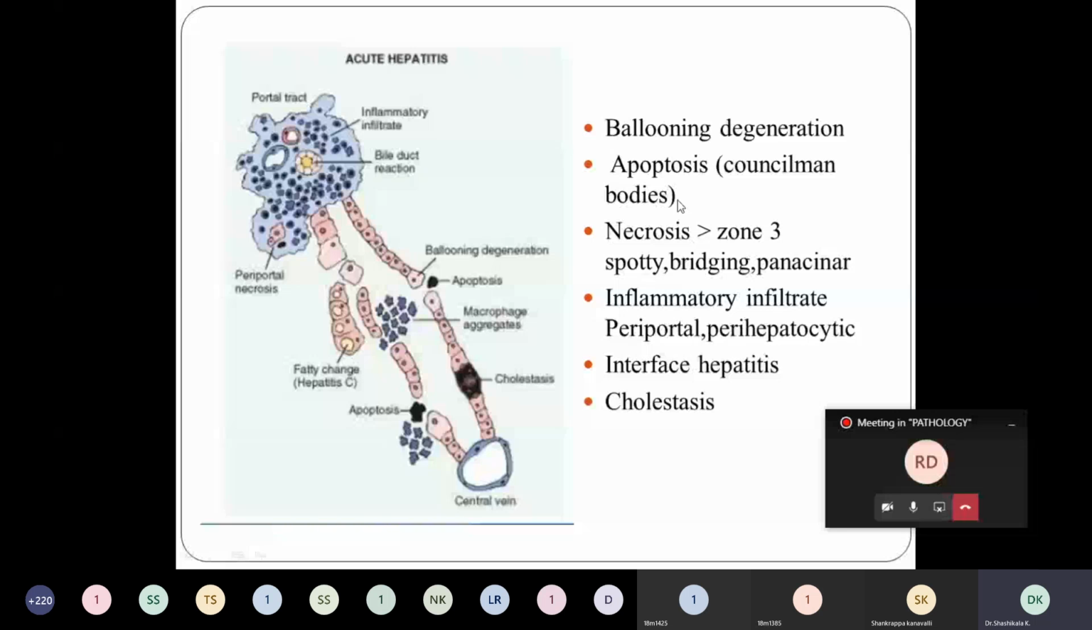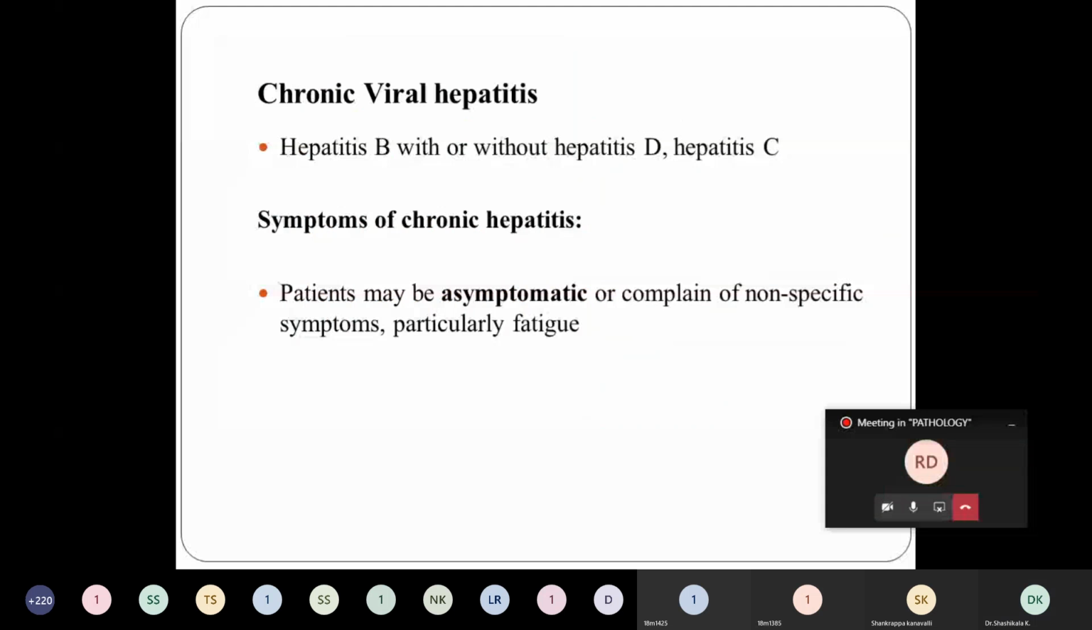Apoptosis, that is councilman bodies, could be there. The necrosis could be in zone 3, that is spotty, bridging, and panacinar necrosis. Sometimes you can see even fatty change in case of hepatitis C infections. And then cholestasis and interface hepatitis. Interface hepatitis means proliferation of the bile ducts surrounded by inflammatory cells. These are the morphological changes you see in acute infections.